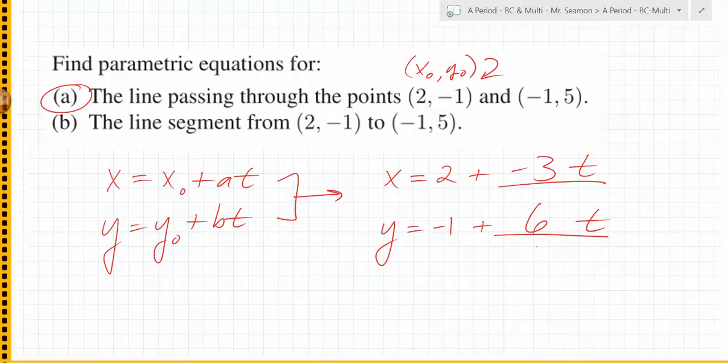So could we change this if we wanted to? Yes. As long as the slope is the same, we could change this. We could dilate this however we would like. We could double these, we could triple them. How many different ways can you write the same line parametrically? Infinite number of ways.